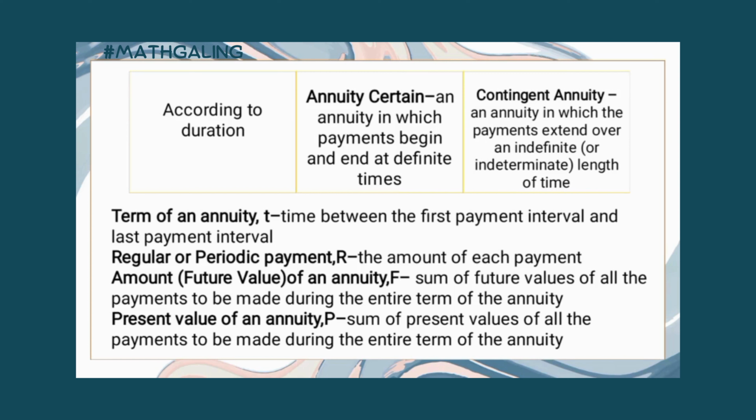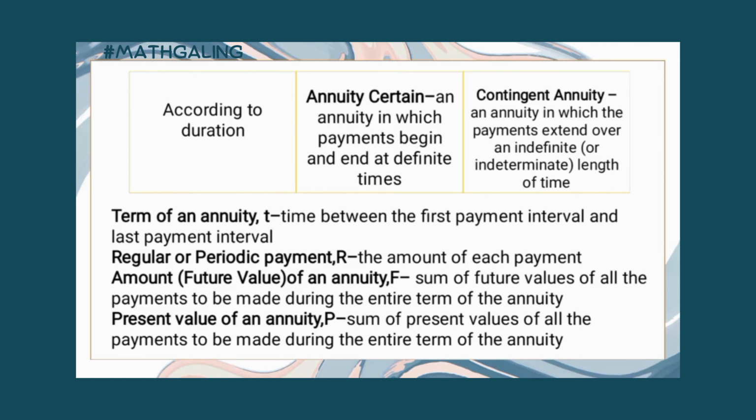Term of annuity, or T, the time between the first payment interval and the last payment interval. Regular or periodic payment, or R, the amount of each payment. Amount or future value of an annuity, or F, the sum of future values of all the payments to be made during the entire term of the annuity. Present value of an annuity, or P, the sum of present values of all the payments to be made during the entire term of the annuity.